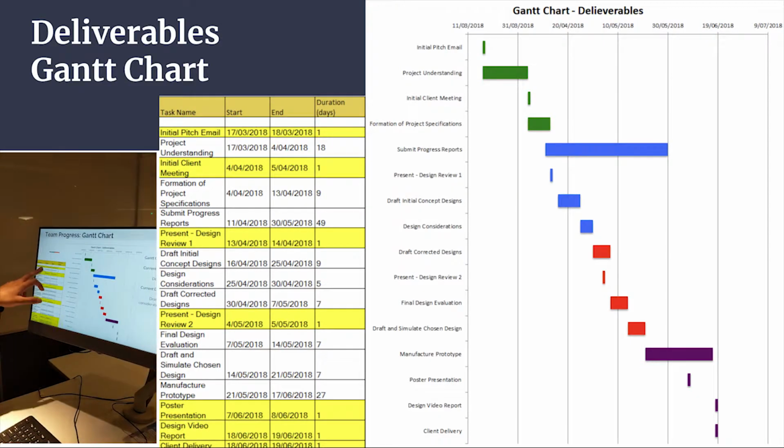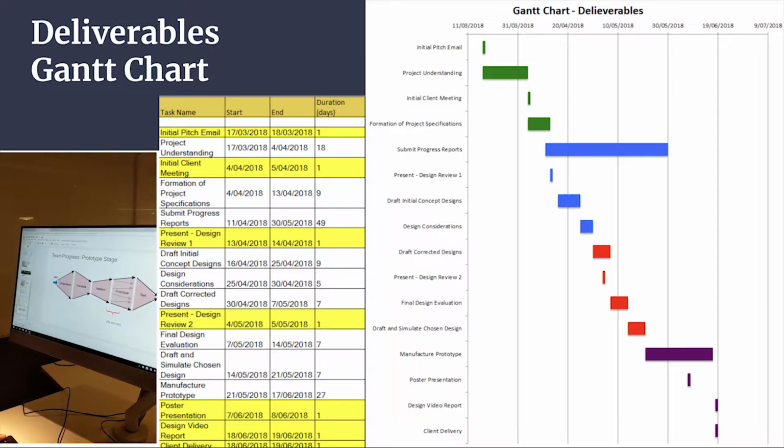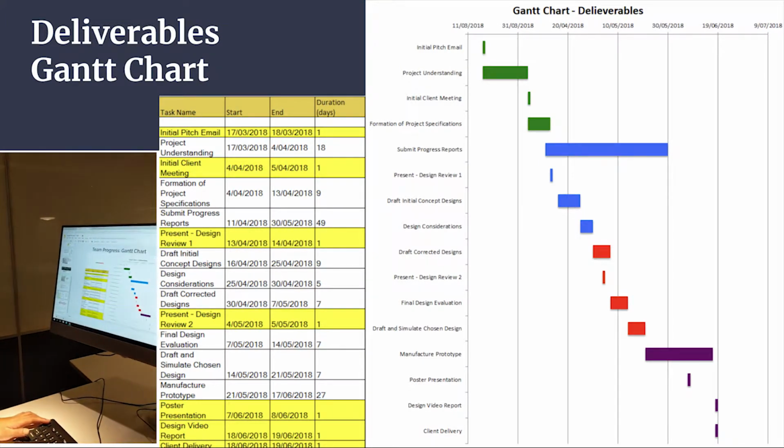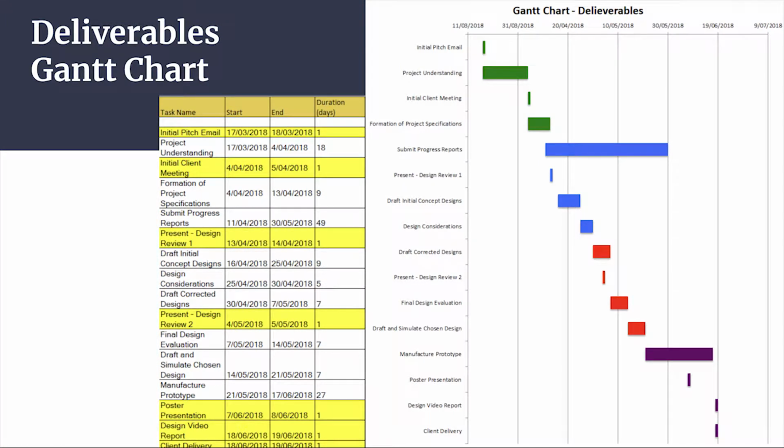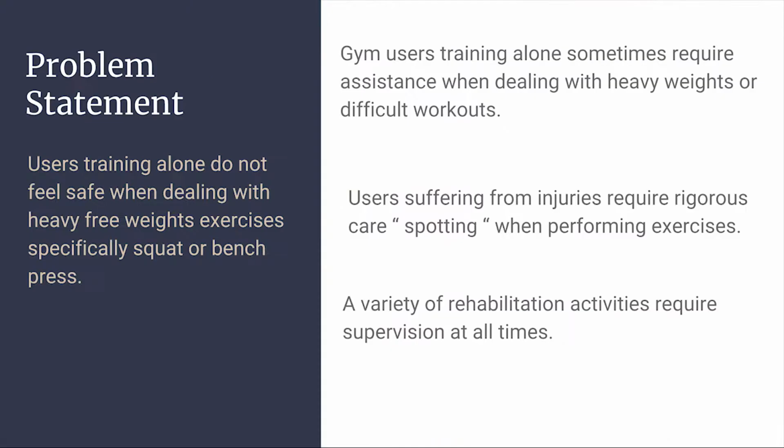Once our deliverables were understood, we then formed a list of all the tasks to complete until our client delivery on the 18th of June. From this list, we formed a Gantt chart that ensured we stayed on track with our progress and did not fall behind schedule. During the meeting, the clients told us about their problem in detail.